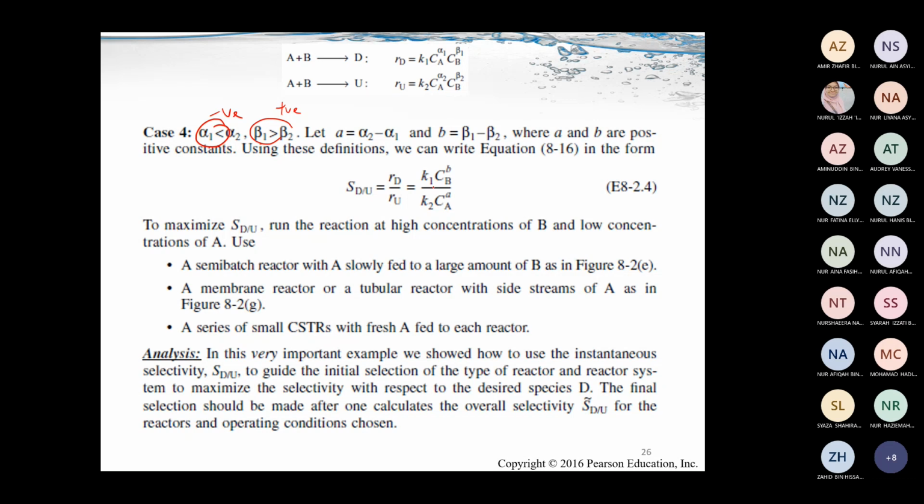So from there, you will get how to increase this S_DU. For this S_DU, you have to lower CA but increase CB, which is at high concentration of B and low concentration of A. So the best option is to use a semi-batch reactor. In the semi-batch reactor there is pure B, but we feed in a small amount of A. Alright, or a membrane reactor, or a tubular reactor with side stream of A.